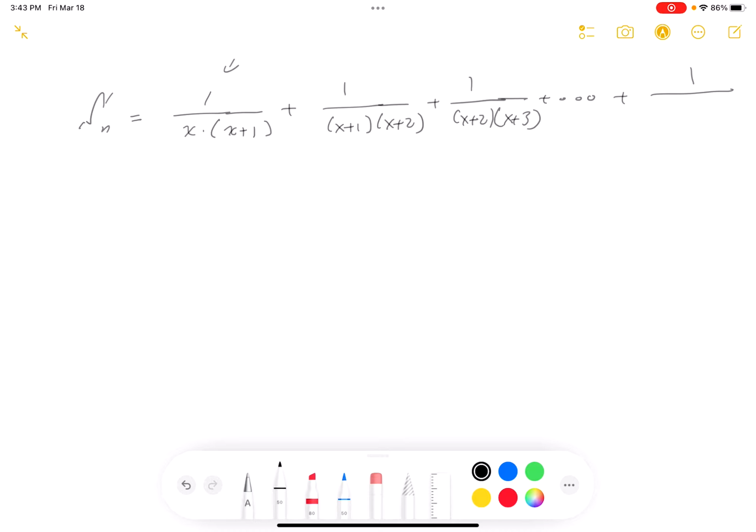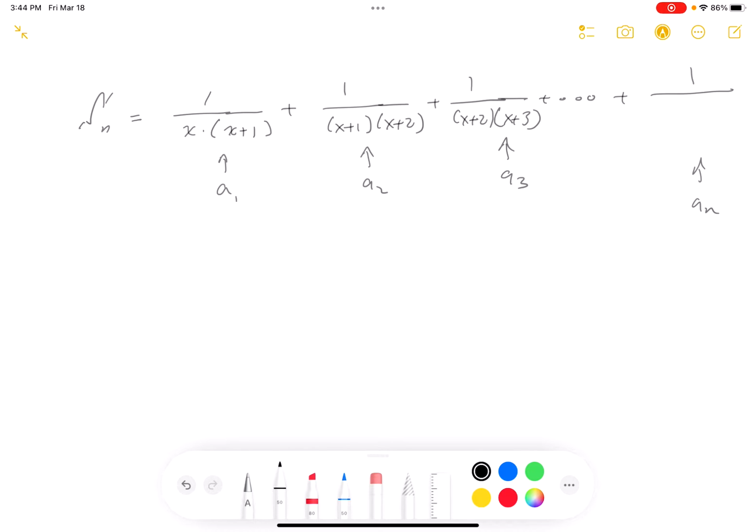So again, this is a1. I'm sorry about that. This is a1. This is a2. This is a3. And this over here is going to be an.